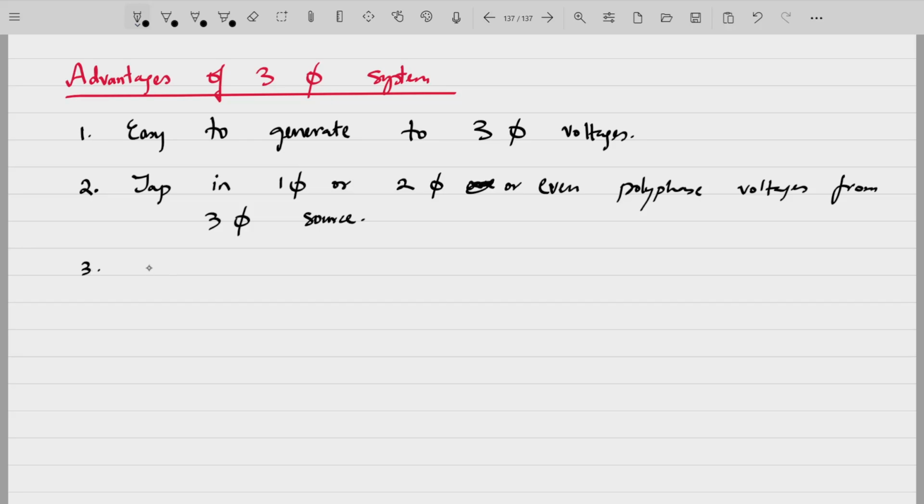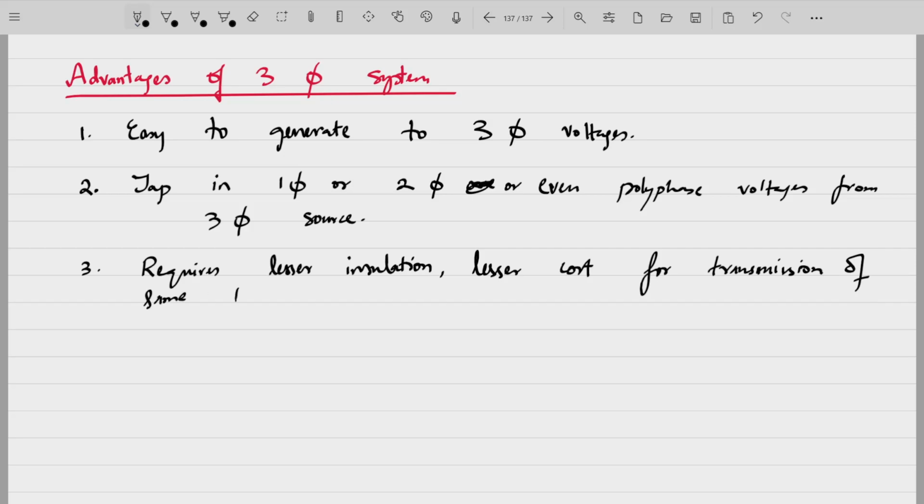Thirdly, it requires lesser insulation, lesser cost for transmission of the same power. Now, as compared to a single-phase source, a three-phase source will be requiring lesser insulation.